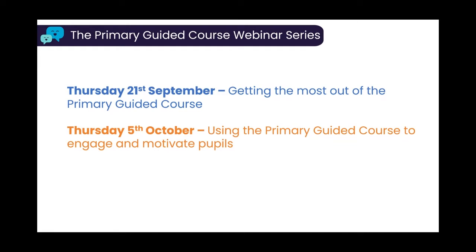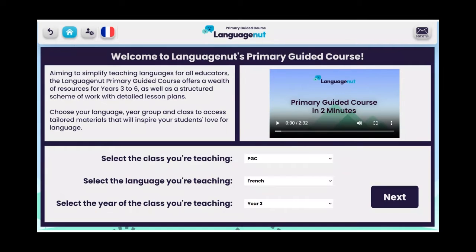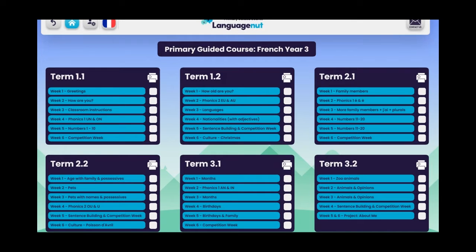Fantastic. So, moving into the course, as those of you who have already seen the guided course will have seen, this is the opening page to the primary guided course, where you choose your class, language and the year group. Once you've chosen that, you'll then be taken through to the dashboard for that year group. So this is French Year 3, and I will be showing French examples today.